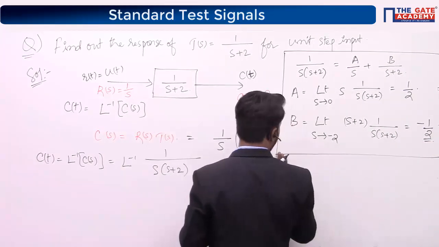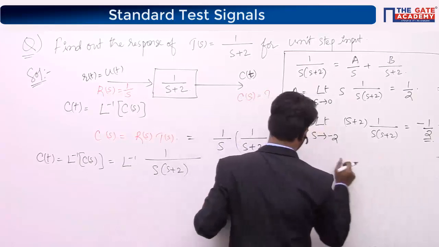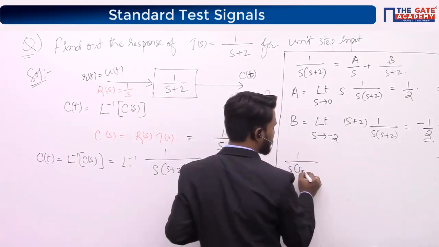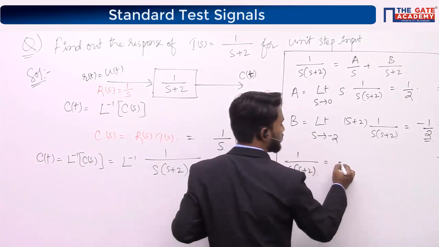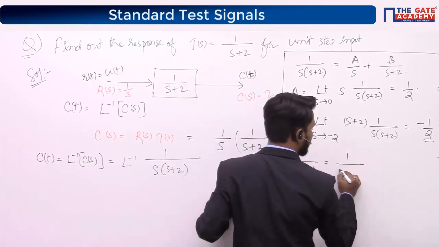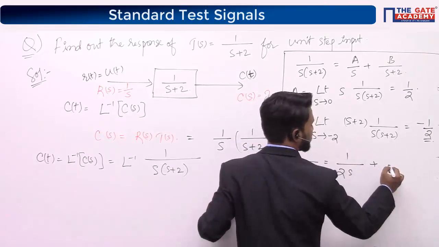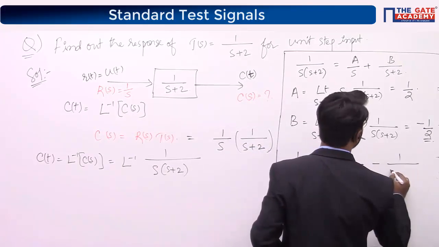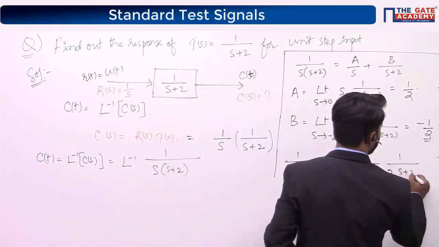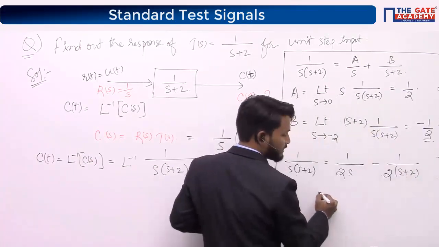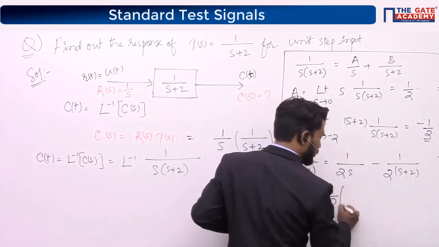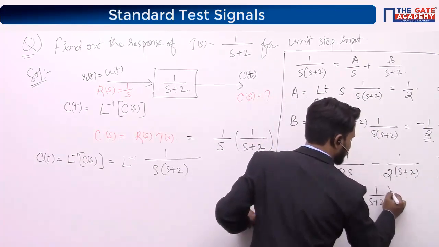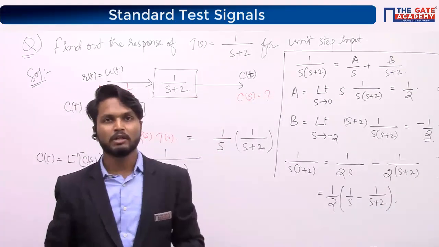So after calculating a and b, this 1 by s into s plus 2 can be further reduced into 1 by 2s minus 1 by 2 into s plus 2. So take this 1 by 2 common: 1 by 2 into 1 by s minus 1 by s plus 2, right? So this is what you are getting.